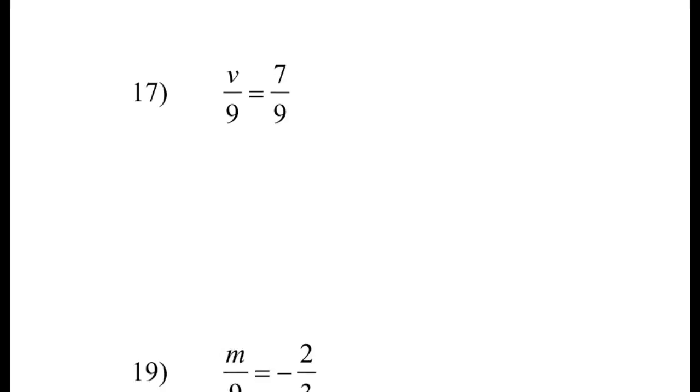On the back, same thing. 17. 1 over 9b equals 7 over 9. Just like that. No more, no less.